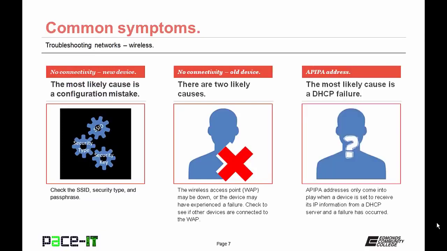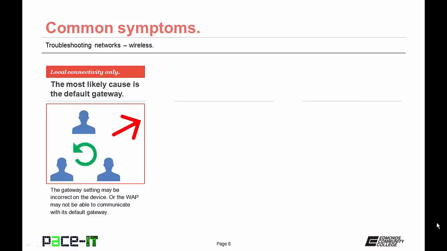Now, if your wireless device only has an APIPA address, then the most likely cause is your DHCP server. APIPA addresses only come into play when the device is set to receive its IP information from a DHCP server, and it doesn't receive it. So you need to check whichever device is being used as your DHCP server and figure out why it's not handing out addresses. Now let's talk about why you might only have local connectivity.